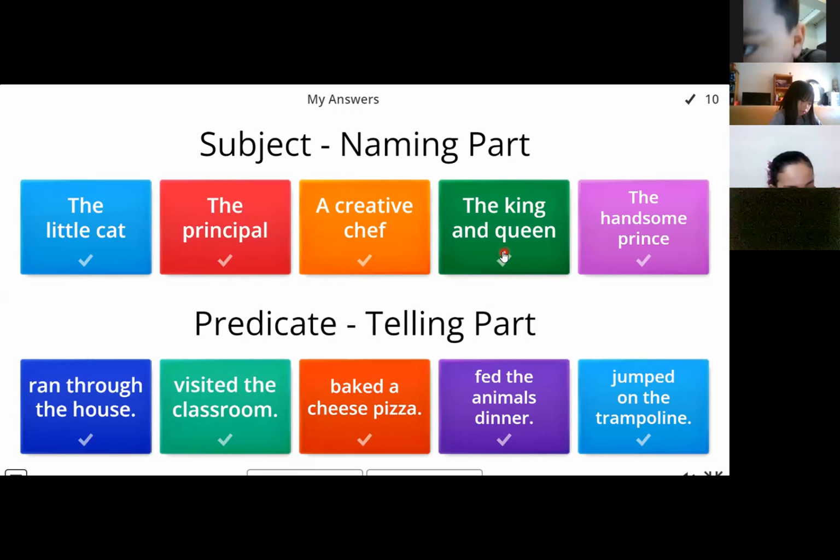The king and the queen fed the animals dinner. Yeah, this is a sentence. The most important is the king and the queen because we know that we're talking about these people. So that is the subject. The handsome prince jumps on the trampoline. So here we're talking about the prince. So this is the subject. Excellent. Good job, class. Now let's go back to the presentation.